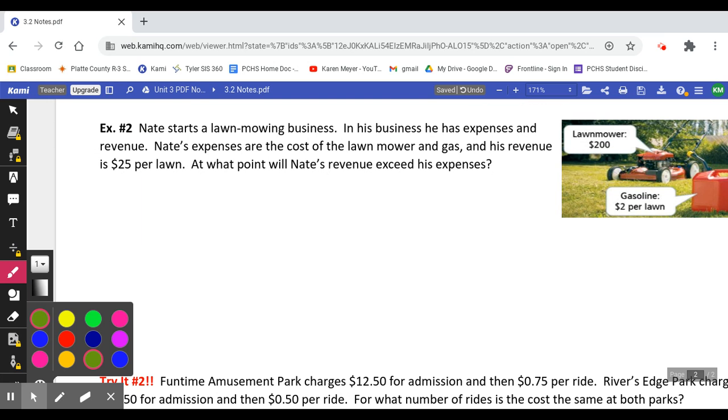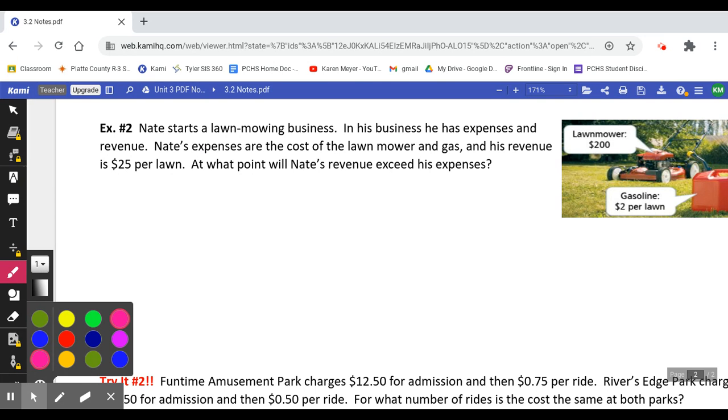On to the back side. For this one, we're going to talk about a few word problems. So it says, Nate starts a lawn mowing business. In his business, he has expenses and revenues. His expenses are the cost of the lawnmower and gas. His revenue is $25 per yard. At what point will Nate's revenue exceed his expenses?